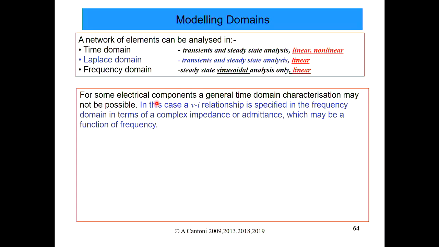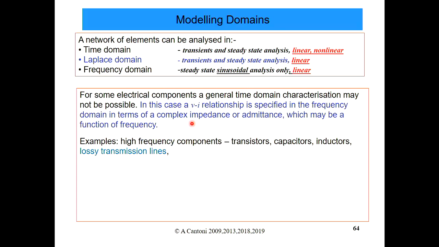Okay, and for some electrical components, you may not have a good time domain description. It may be that the manufacturer will give you some VI relationship specified in the frequency domain, okay, in terms of some complex admittance or impedance, okay, it will be a function of frequency. So, transistors, capacitors, inductors, lossy lines. We've already seen a few, okay. Remember earlier on, we were looking at those high frequency ferrite beads and also capacitors. The actual manufacturer gave you a characterization in terms of frequency response, okay?